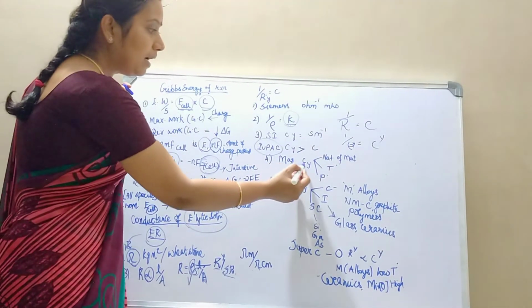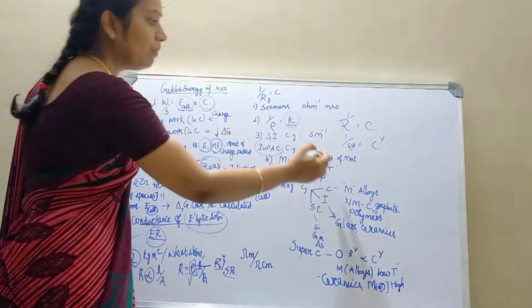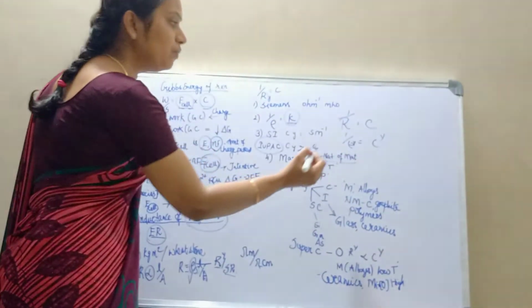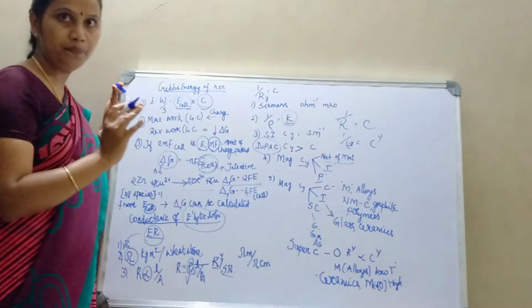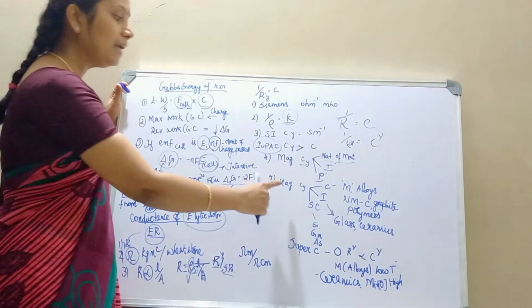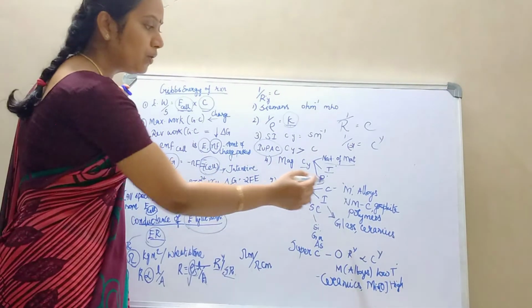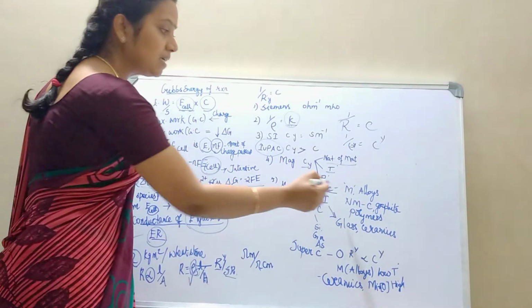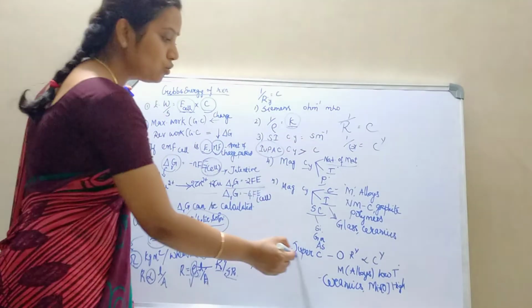Your conductivity is dependent on three important factors. One is the nature of the material, another is temperature, and the third is pressure. And based on the magnitude of conductivity, substances are classified into four types: conductors, insulators, semiconductors, superconductors.